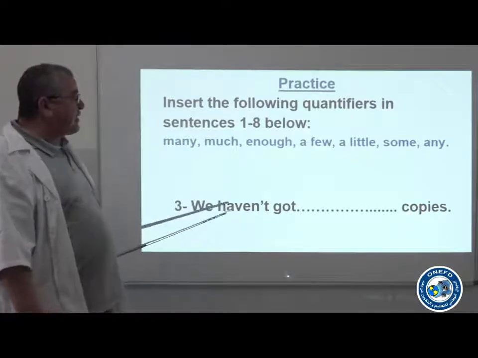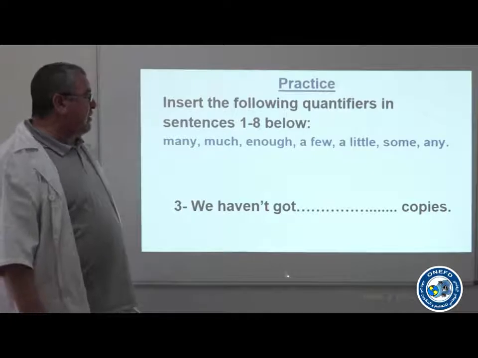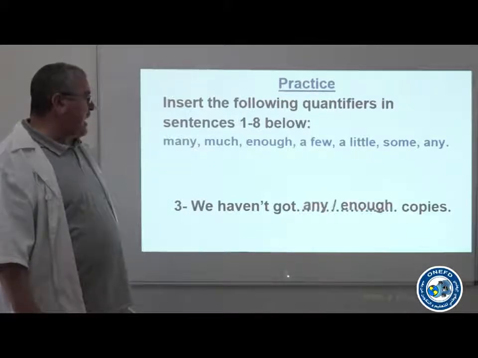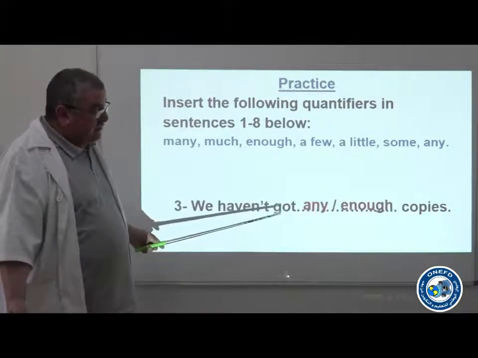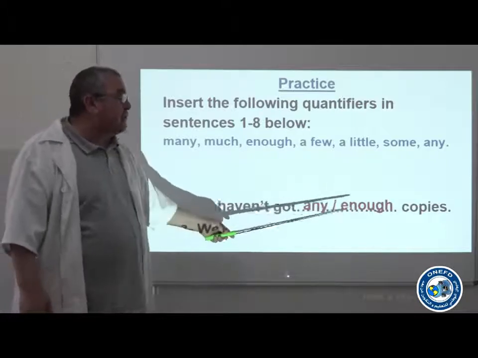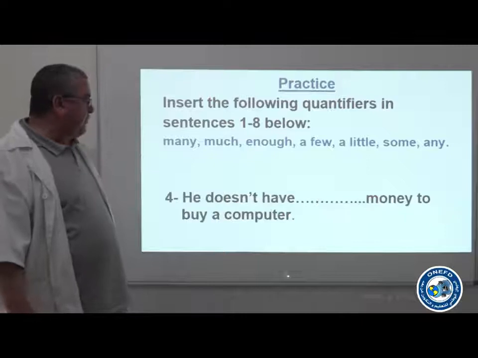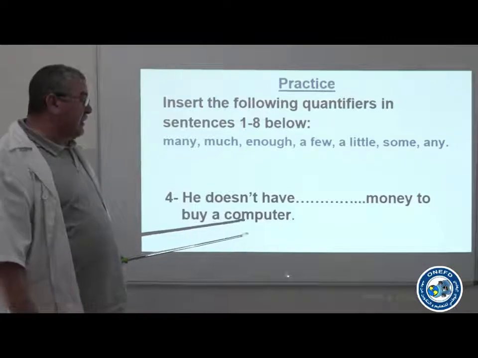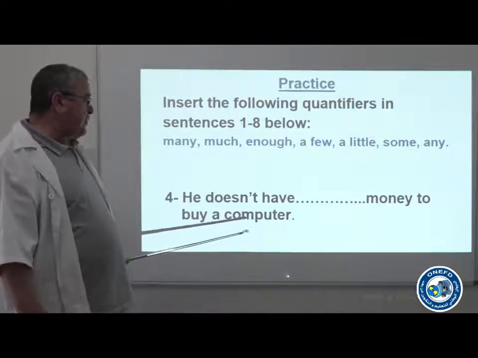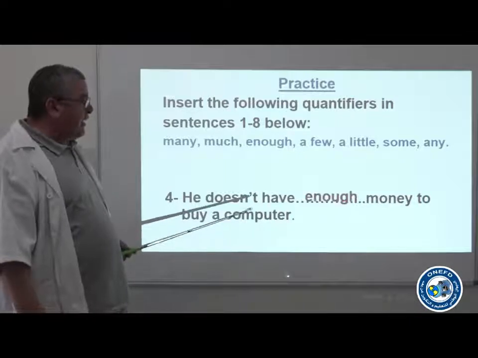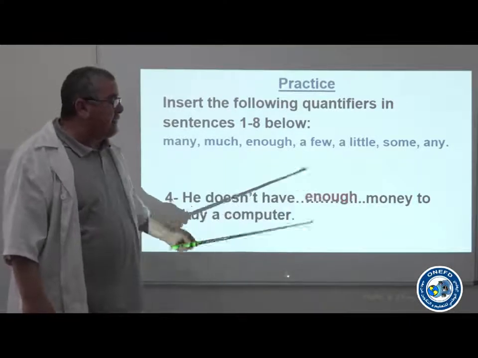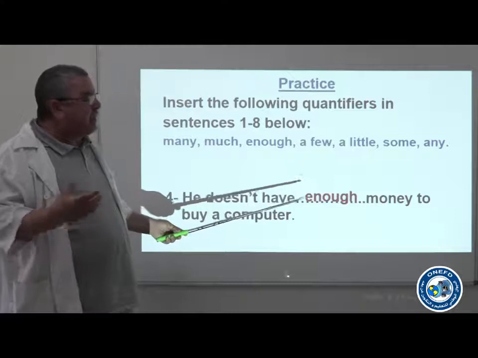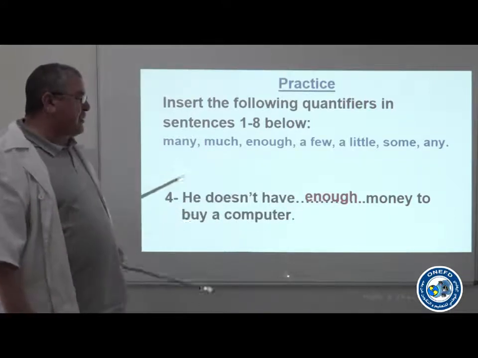Sentence 3, we haven't got copies. What quantifiers are we going to use in this sentence? We haven't got any copies. We haven't got enough copies. He doesn't have money to buy a computer. This person has a problem. What is it? He hasn't enough money, that is, he has not the appropriate amount of money to buy a computer.